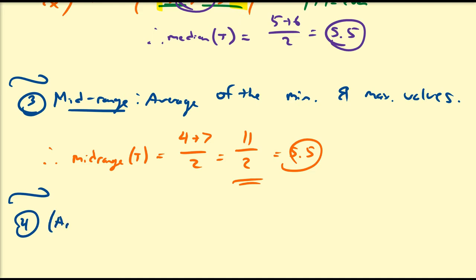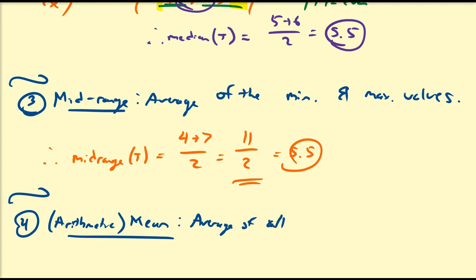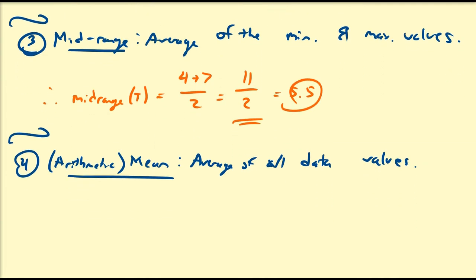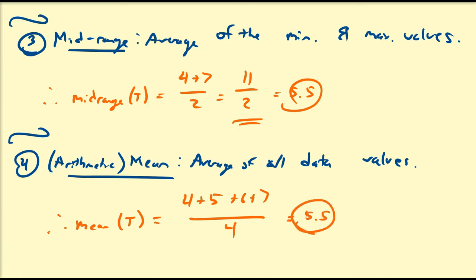So the next is what we refer to as the arithmetic mean. Some people just call it mean, but there's another mean known as the geometric mean, which we will talk about later, right? So this is going to be the average of all data values. So if we use that same exact set T, the mean of that particular set T is going to be the average of 4, 5, 6, and 7. So 4 plus 5 plus 6 plus 7, if you average that out, again you will get 5.5.